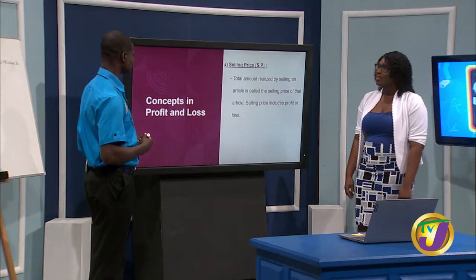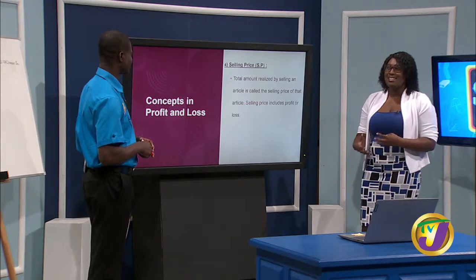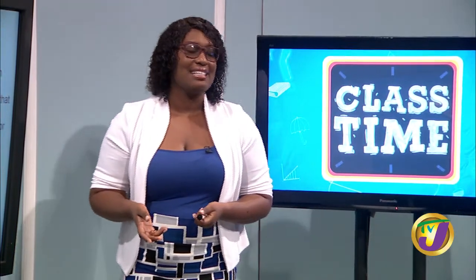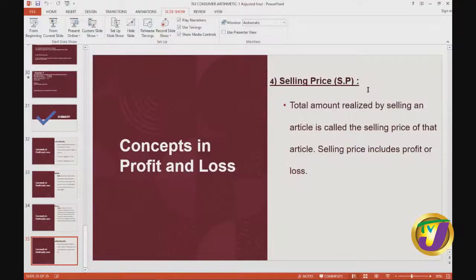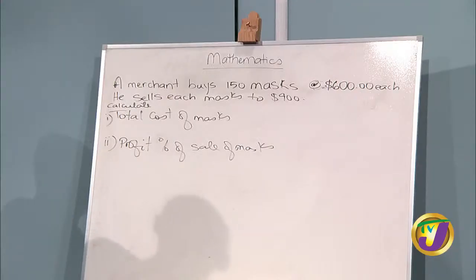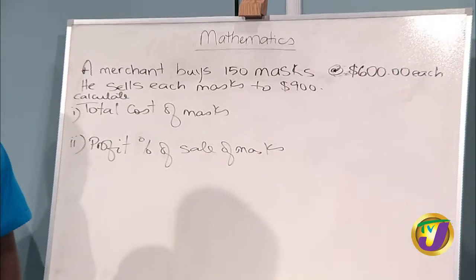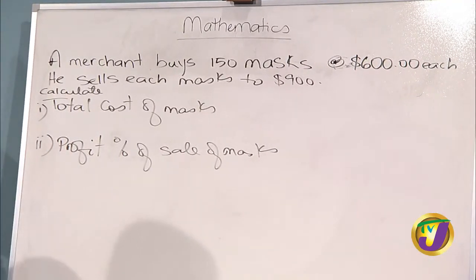Alrighty. Just as a reminder and a refresher to everybody, let's talk about this merchant and some masks. The merchant buys some masks and sells the masks for $900. I want you at home to take a picture of this and calculate the total cost of the masks and the profit percentage on the sale of the masks, and go on social media and type in your answer. Take a picture of this question and work it out for us.